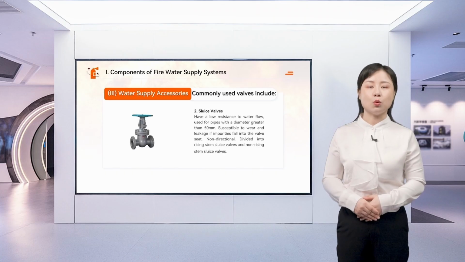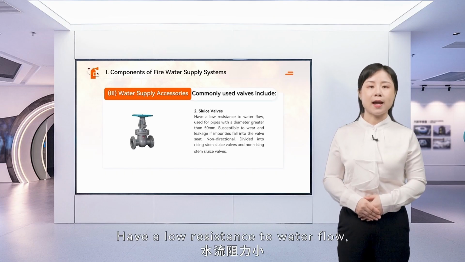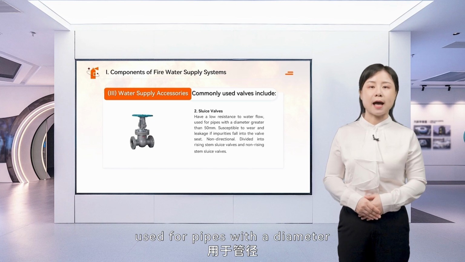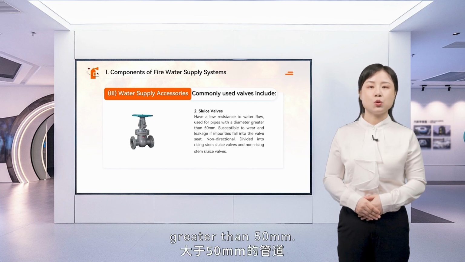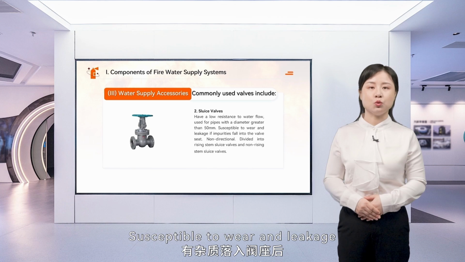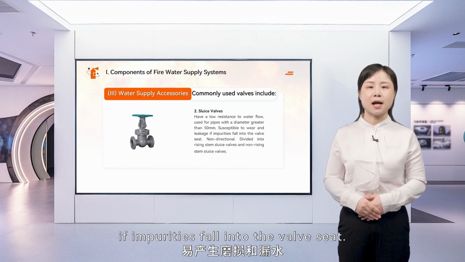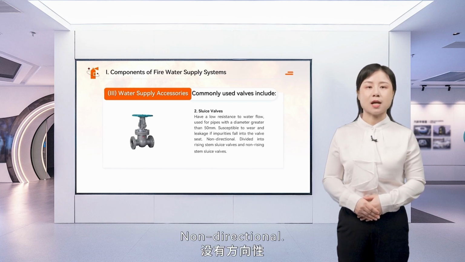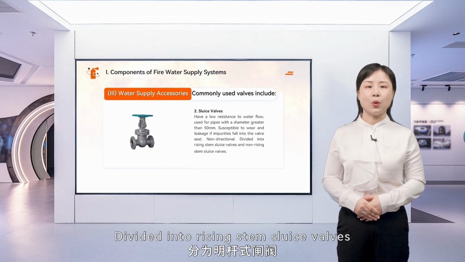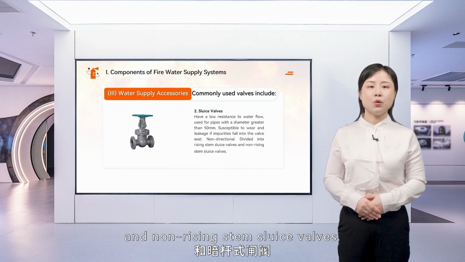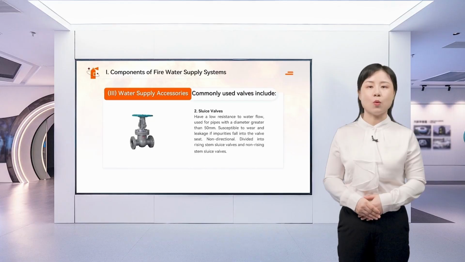Sluice valves. They have a low resistance to water flow, are used for pipes with a diameter greater than 50 millimeters, and are susceptible to wear and leakage if impurities fall into the valve seat. Non-directional. Divided into rising stem sluice valves and non-rising stem sluice valves.